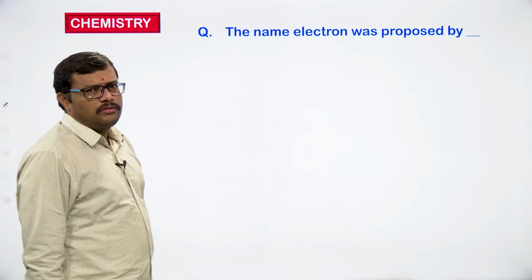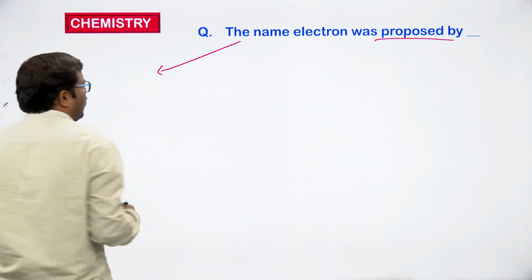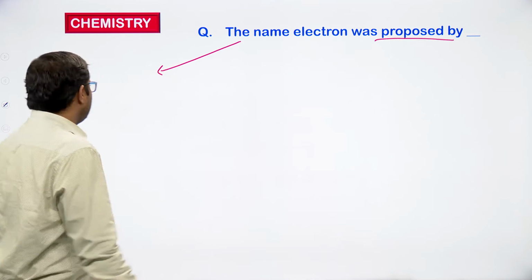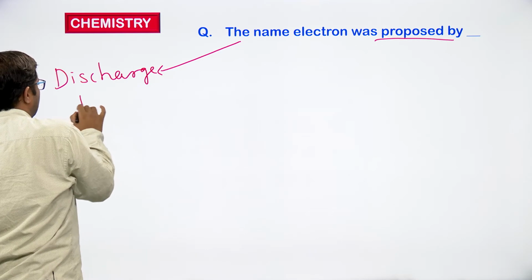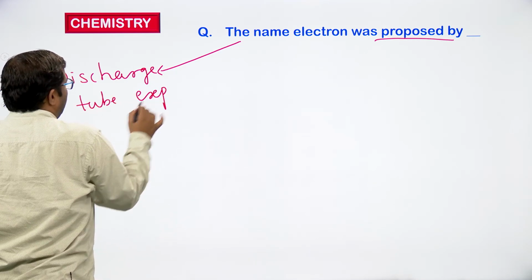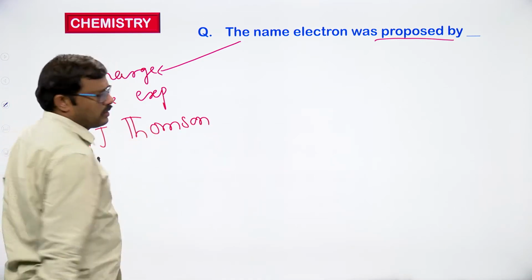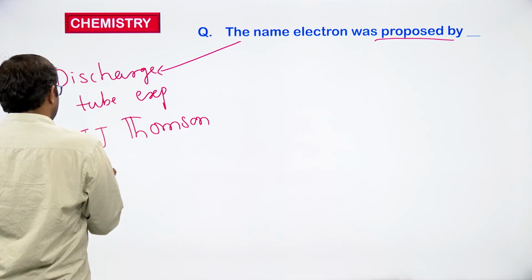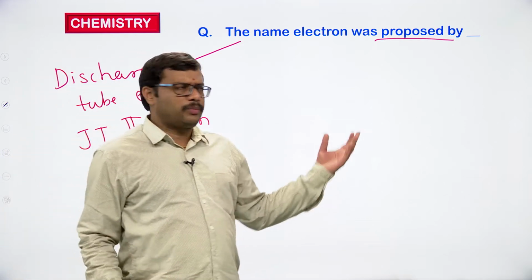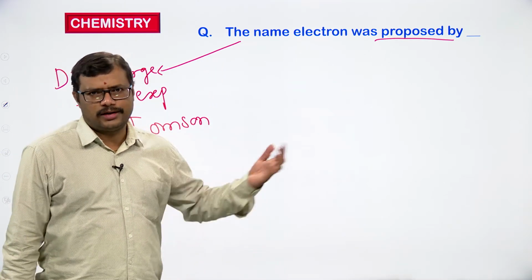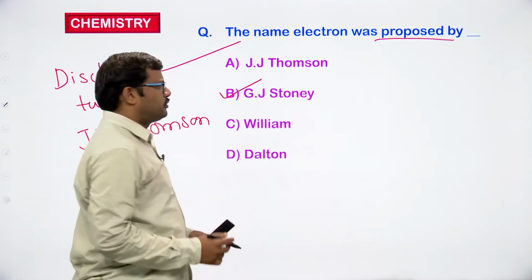The name electron was proposed by whom? Who has proposed the electron? How did the electron come to be discovered? The experiment carried out is the discharge tube experiment. The discharge tube experiment was carried out by J.J. Thomson, but the name electron is given by Stoney. Who has proposed the name of the cathode ray as electron? Stoney has proposed the name as electron. So, G.J. Stoney is the correct answer.